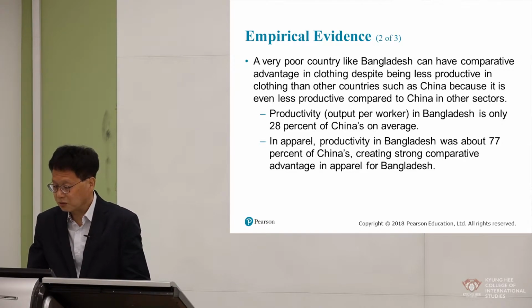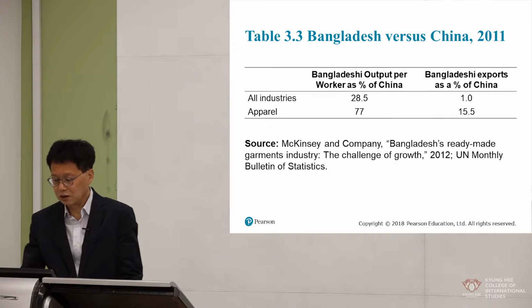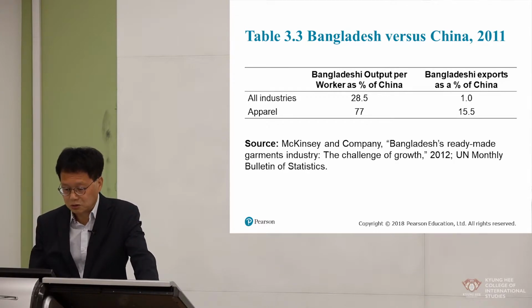Okay, productivity in Bangladesh is only 28% of China's on average. However, in apparel, productivity in Bangladesh was about 77% of China's, so an absolute disadvantage, but relatively more productive than other sectors, creating a strong comparative advantage in apparel for Bangladesh. And that is a summary table we studied just before.